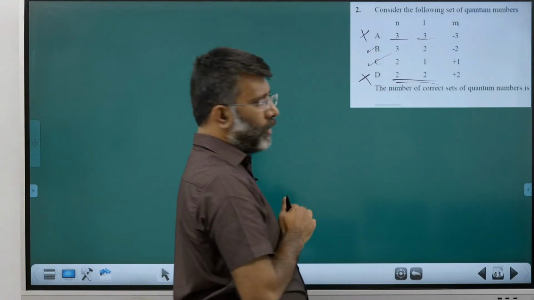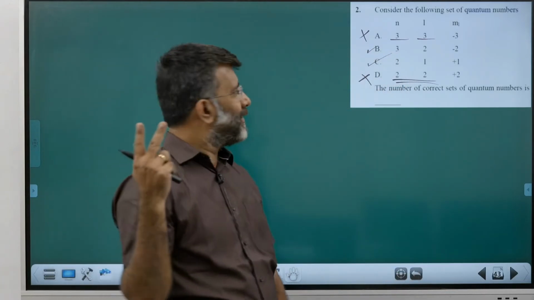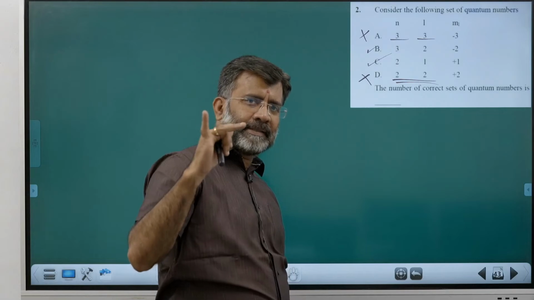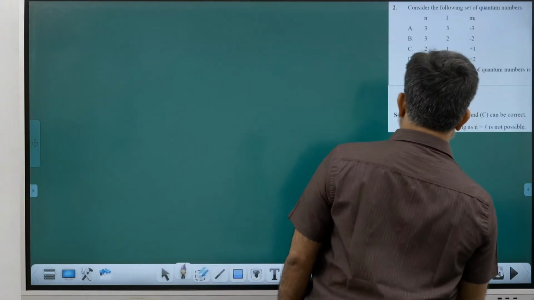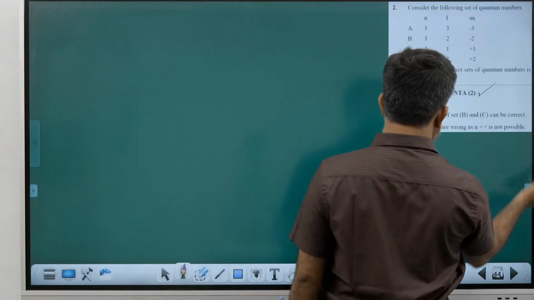So once again, only 2 possibilities. Choice B and C are possible. A and D are not possible. So the answer is 2. Again, next question.